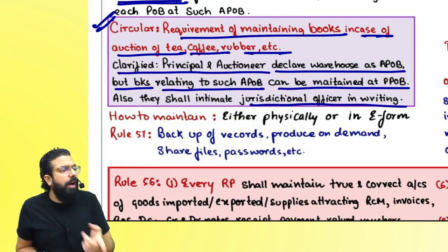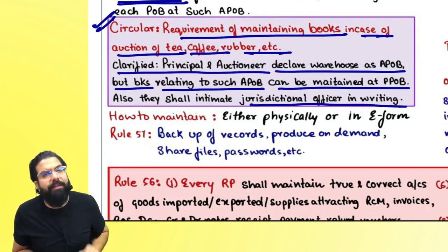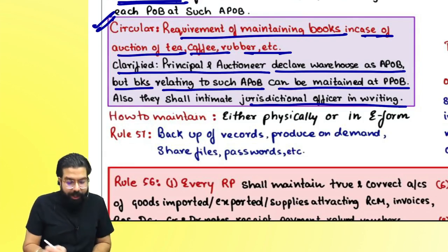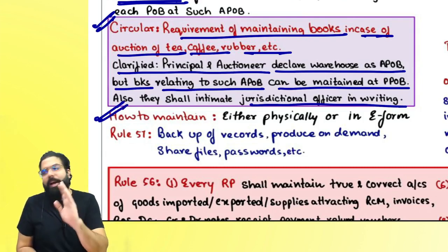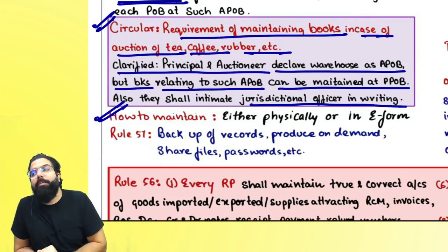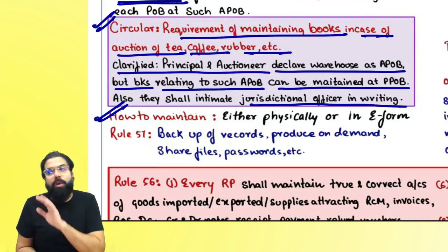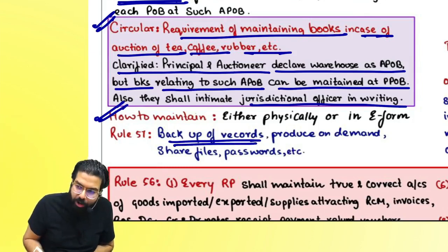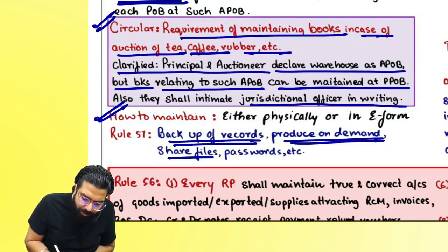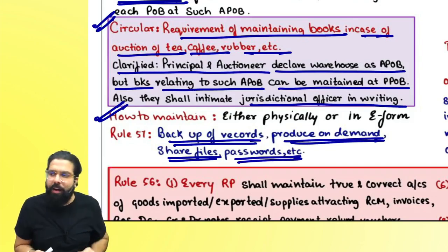Yes, everyone. Now, if you read section number 35, it is again told that you can maintain your books of account manually or in electronic form. When you are maintaining in electronic form, rule number 57 is applicable, which says you should take backup of the records, produce it on demand, and share the file and also the password when it is requested by the officer.